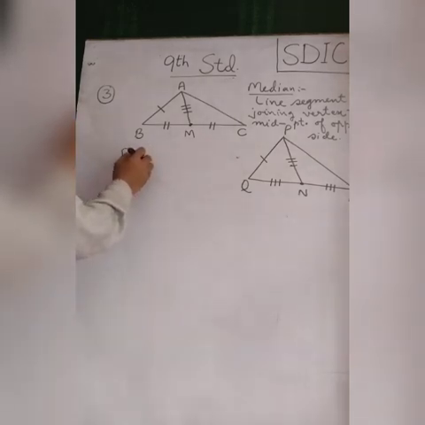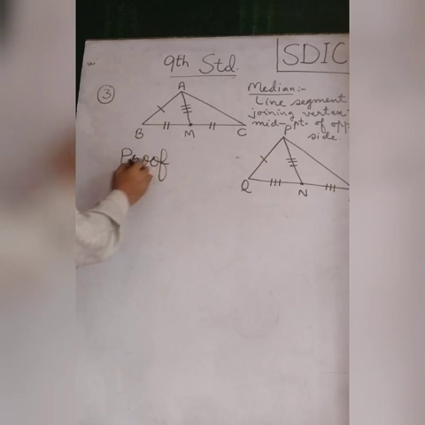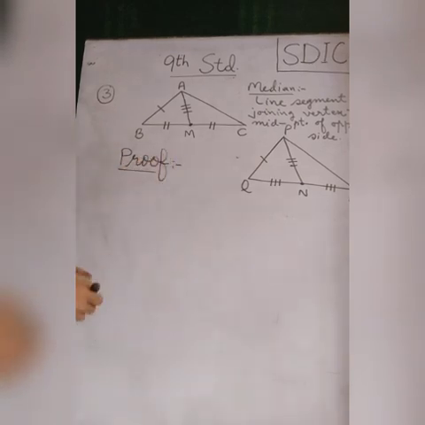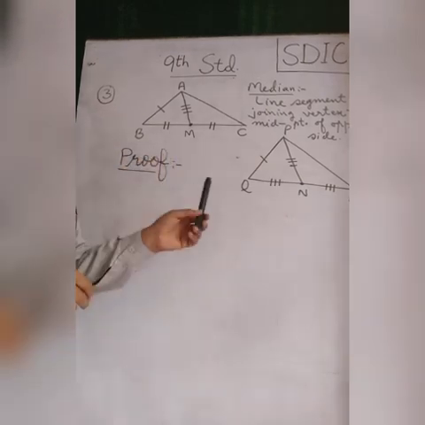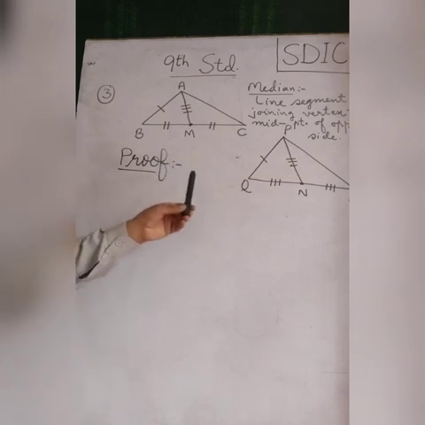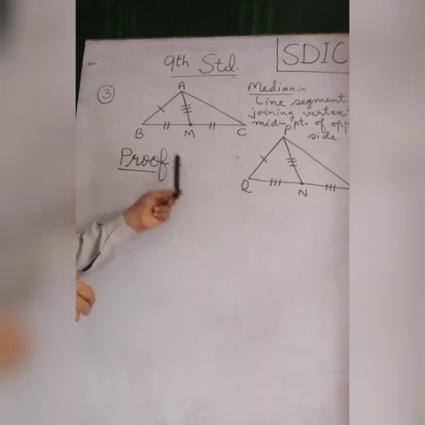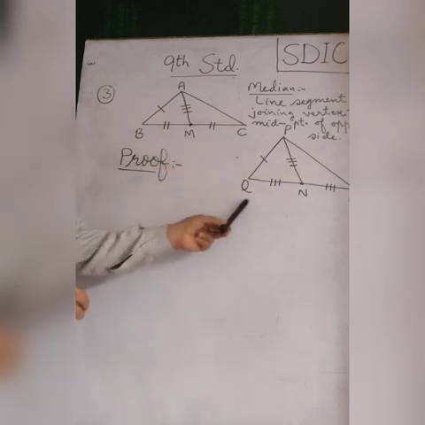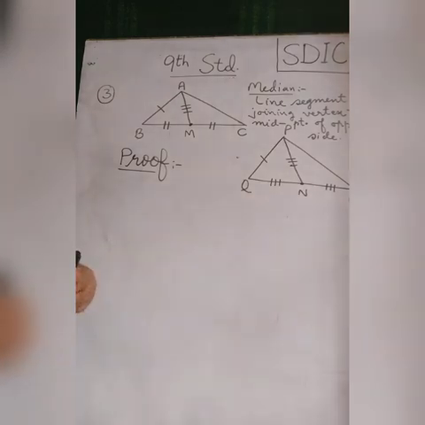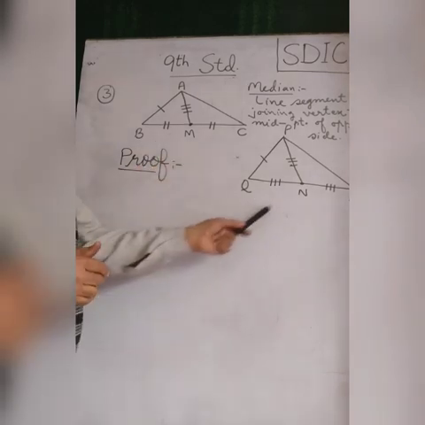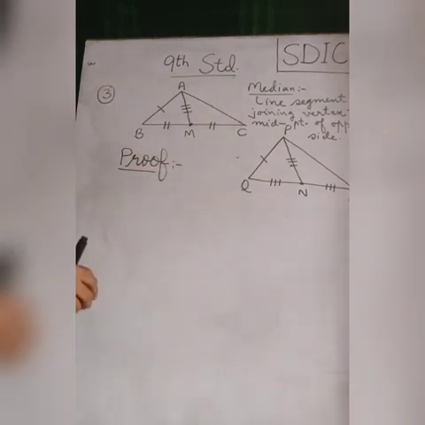Proof. To prove this, I would like to keep one result ready. I just now said, since BC is equal to QR, it is given to us. Therefore, the halves of these also will be equal. We have two halves of BC, we have two halves of QR. Those halves also will be equal. And this result we have to use later. So let us keep this ready.